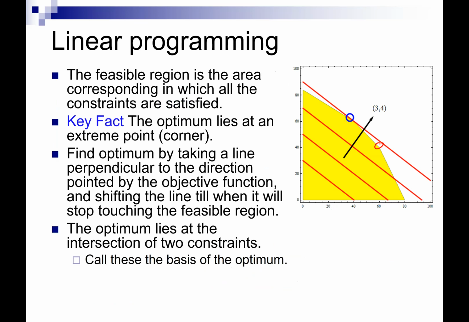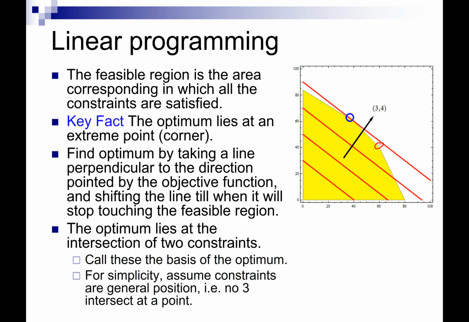In fact, since we're in 2D, each of these extreme points is formed by the intersection of two constraints. And so we're going to call these constraints the basis of this extreme point. What we know is that the optimum is going to lie at an extreme point, and so the optimum is going to lie at the intersection of two constraints. We're going to call these two constraints the basis for the optimum.